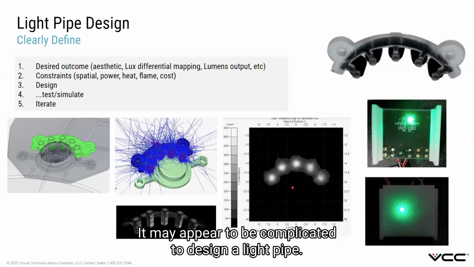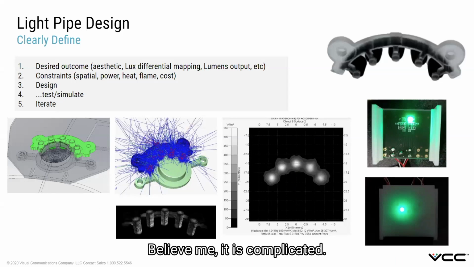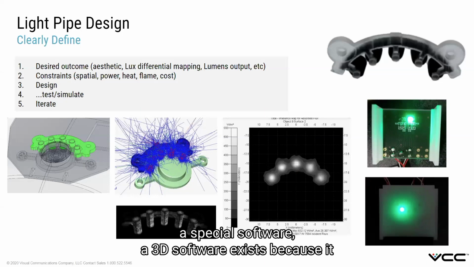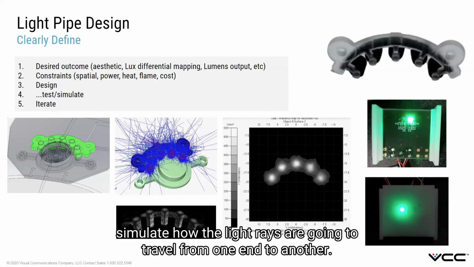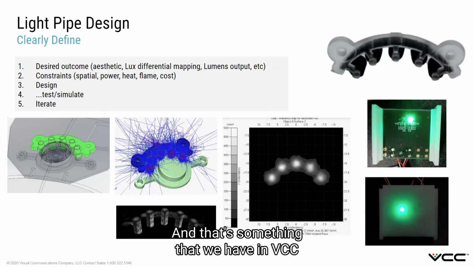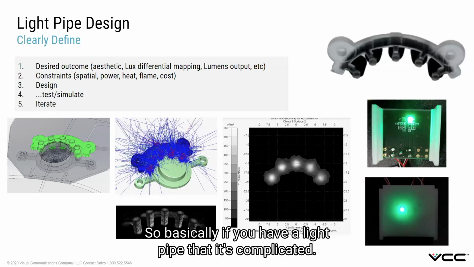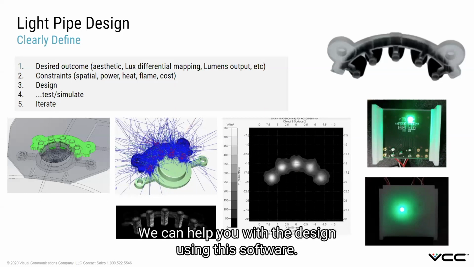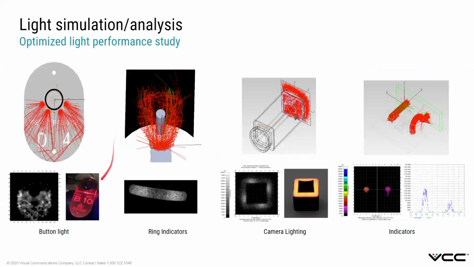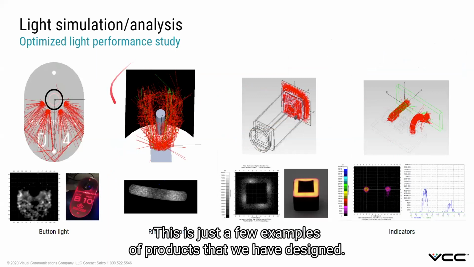It may appear to be complicated to design a light pipe, and believe me, it is complicated, and that's the reason why this special 3D software exists, because it simulates how the light rays are going to travel from one end to another. And that's something that we have in VCC. So basically, if you have a light pipe that is complicated, we can help you design it using this software. This is just a few examples of products that we have designed.